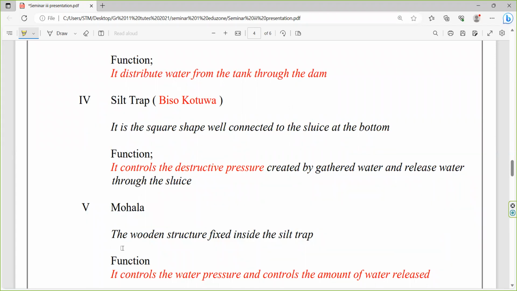So these things are important for MCQs as well. In some MCQs, they have asked what is the function of Mohal. It was a wooden structure fixed inside the silt trap in early tanks, and the function is to control the water pressure and control the amount of water released.